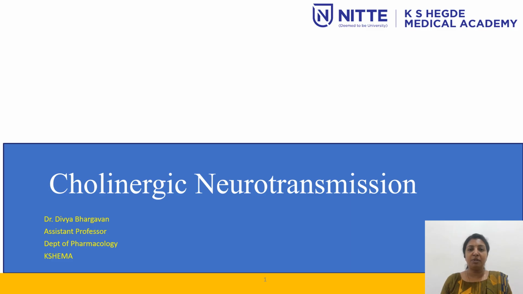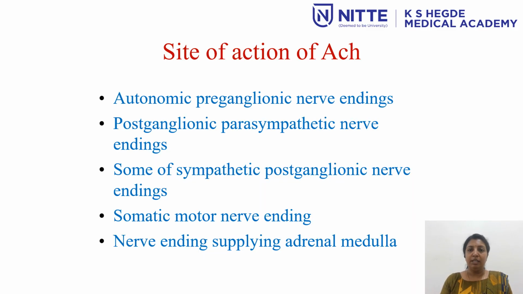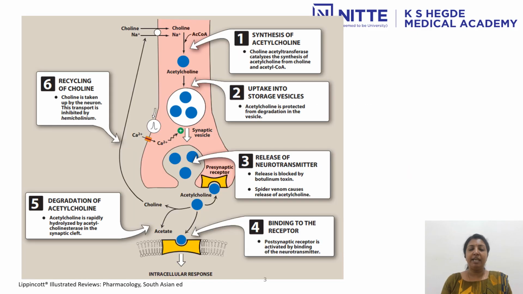So cholinergic neurotransmission is where acetylcholine is used as a neurotransmitter for transmitting impulses. This occurs in autonomic preganglionic nerve endings, postganglionic parasympathetic nerve endings, some of the sympathetic postganglionic nerve endings, somatic motor nerve endings, and nerve endings supplying the adrenal medulla. Cholinergic neurotransmission can be explained in basically 6 steps.